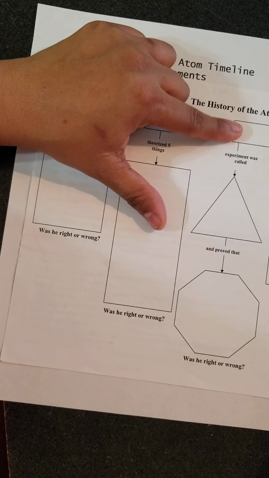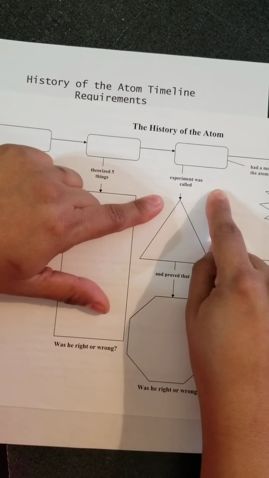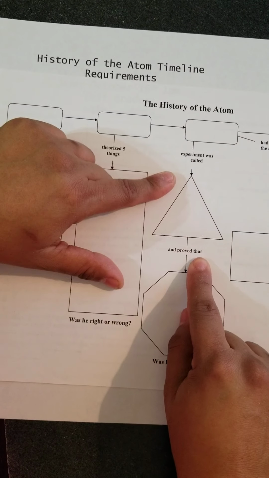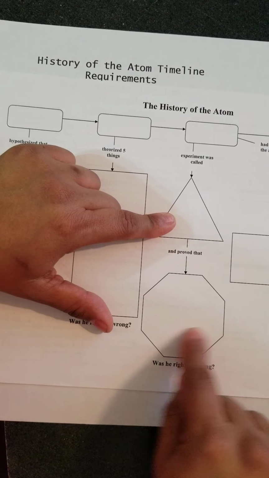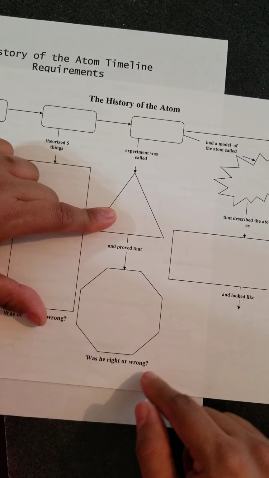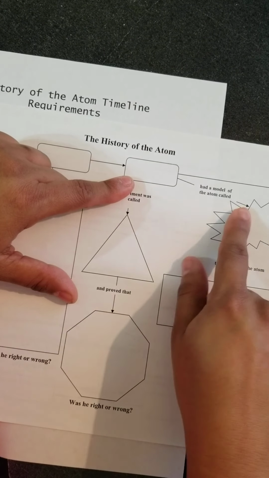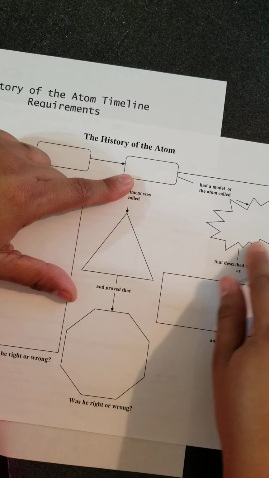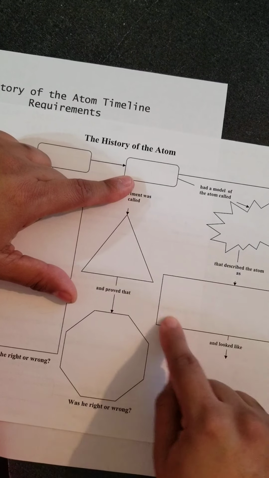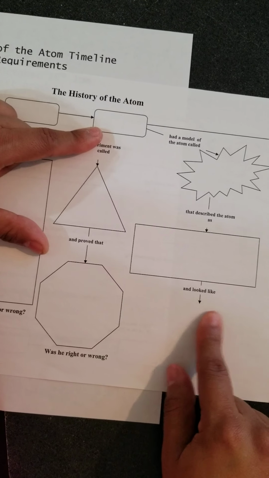Again, the third scientist, his experiment was called, talk about it, explain it, and prove that. What did his experiment prove? It proved, give me the information here. Was he right or wrong? Okay. Now, also including the third scientist, he had a model of the atom. What was his model called? And how did he describe the atom? What did it look like?